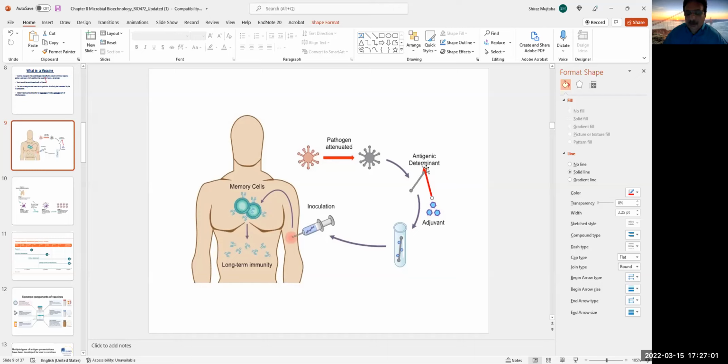But anyway, once that antigen, the foreign object, is characterized, it can be used as a vaccine to inject into the human body. This vaccine creates memory cells. These memory cells create long-term immunity, such that when we encounter the active pathogen, not the attenuated pathogen but the real pathogen, and it goes inside our body, these memory cells can become active. From 2, they become 2 million, and they counter it.